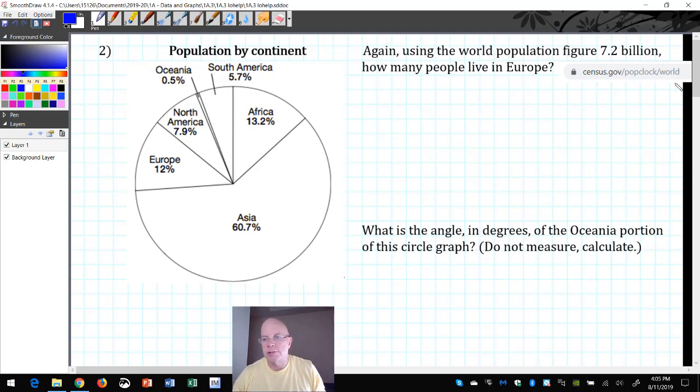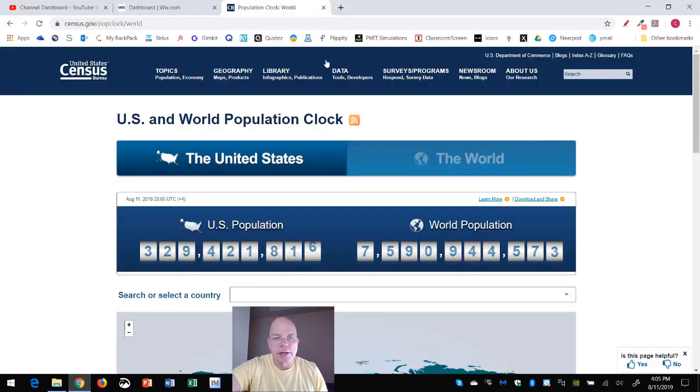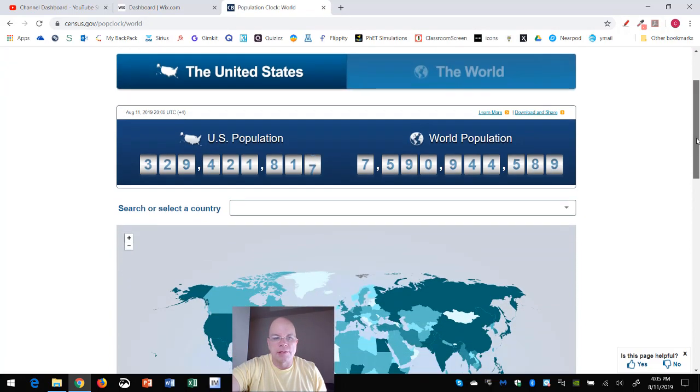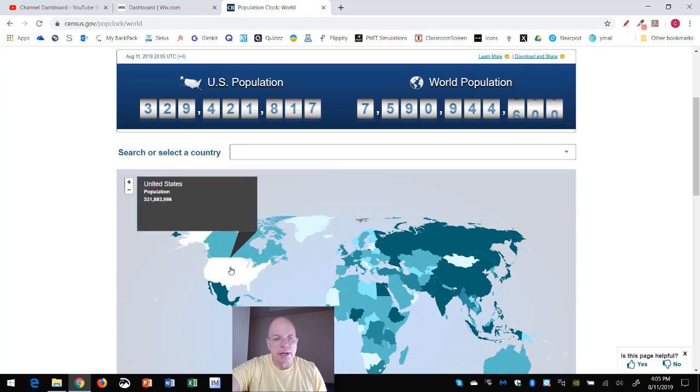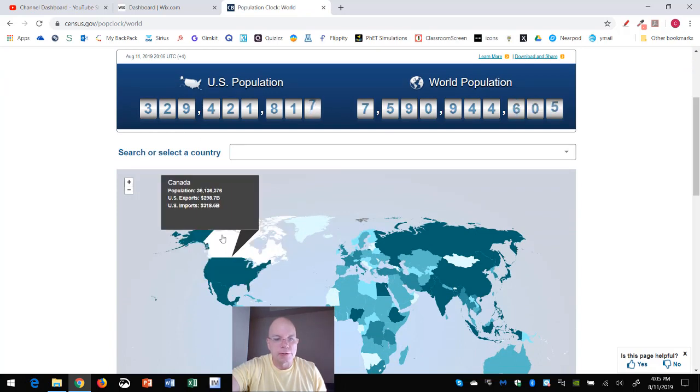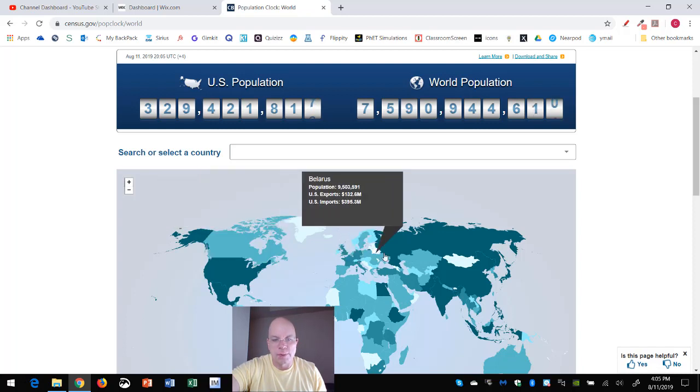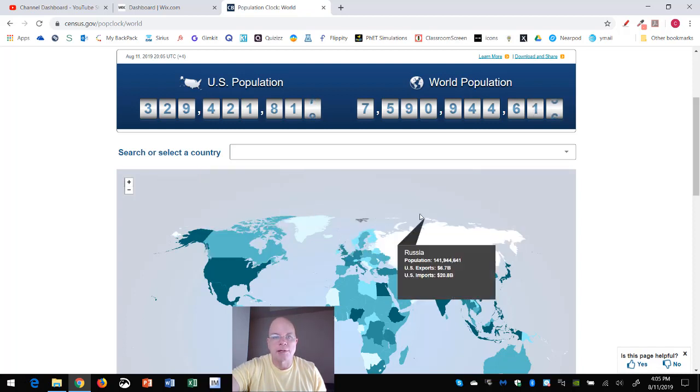First, I want to show you this website, census.gov/popclock/world, because the 7.2 billion figure that we're using in this problem for the world population is no longer accurate. If you go to that website, the world population is nearly 7.6 billion now, and the United States population looks like almost 330 million. If you hover over different countries, you can get their population and some other data. This could be useful for lots of classes.